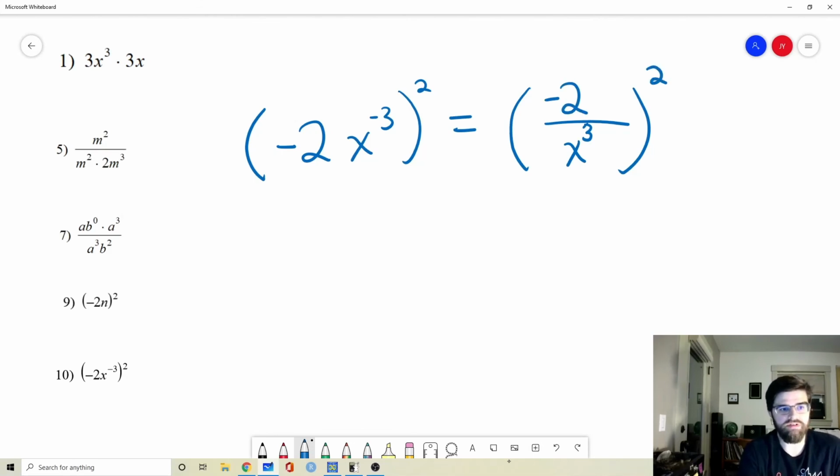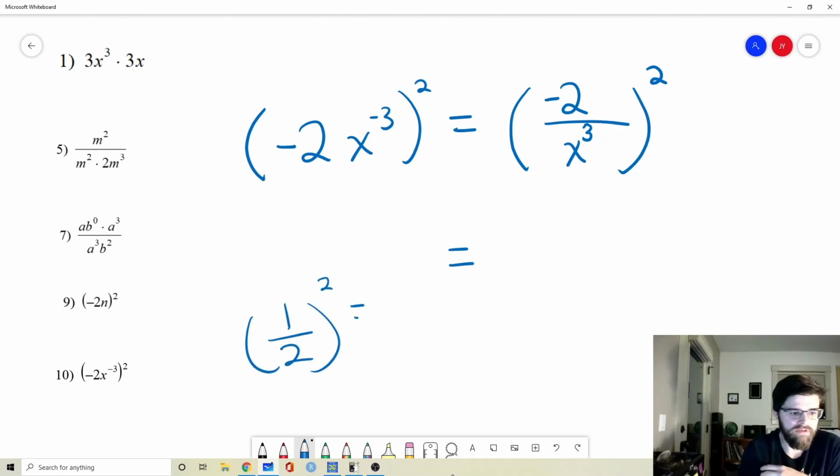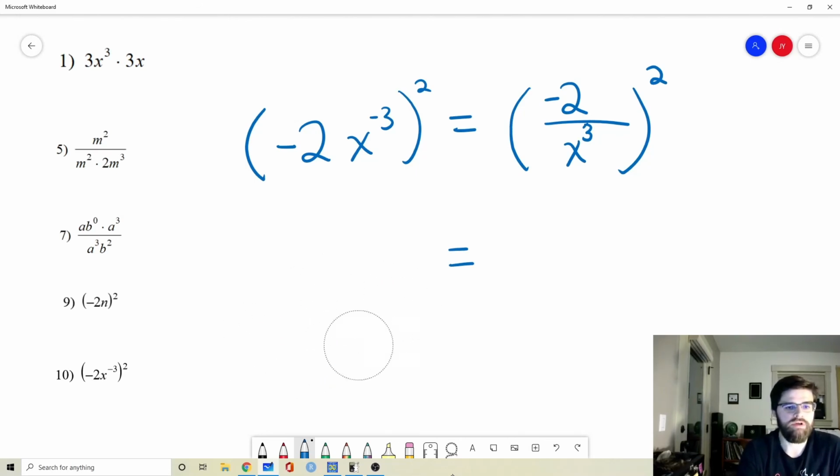And the whole thing is still being squared. We've seen this before. How do you square a fraction? If you need to square a fraction, you just square the top and the bottom separately. So 1/2 squared is 1 squared over 2 squared. That's 1/4. So negative 2 squared is positive 4. x cubed squared, remember power to a power, we multiply. So x to the 6th power.